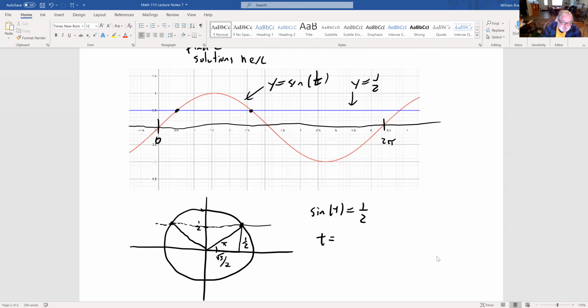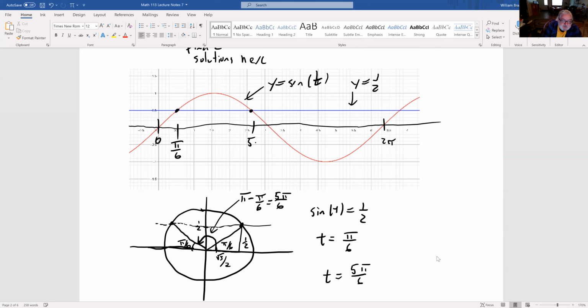So this is pi over 6. And we know that this angle is also pi over 6. So the angle that we're looking for that's between 0 and 2 pi, which is this angle, that's going to be pi, because that's the angle from 0 all the way to the negative x-axis, minus pi over 6, which is 5 pi over 6. So two possibilities. Those are our two solutions, pi over 6 and 5 pi over 6.